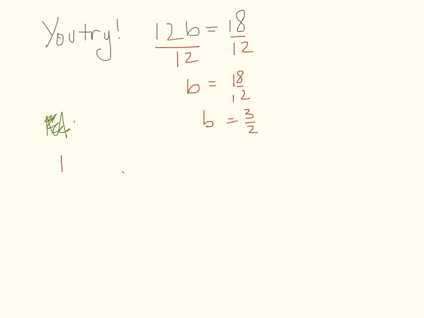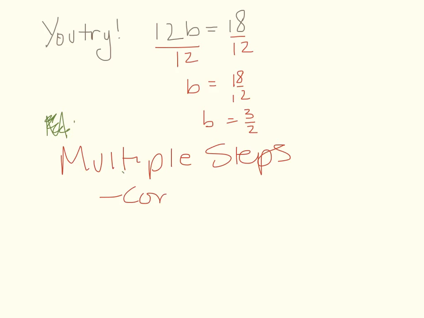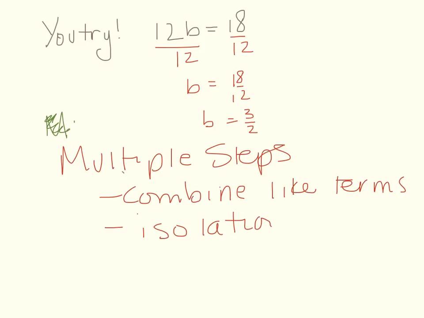Alright, so now let's move on to multiple steps. And the idea with multiple steps is there could be lots of different things you have to do. Like maybe you need to combine like terms before you isolate the variable, and then, okay, so maybe that's what's going on here. So let's try an example.